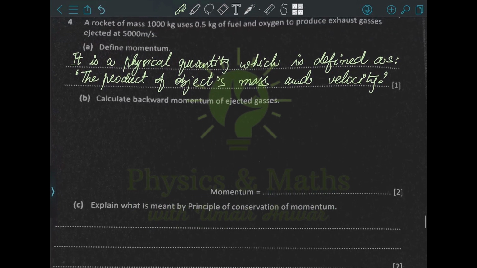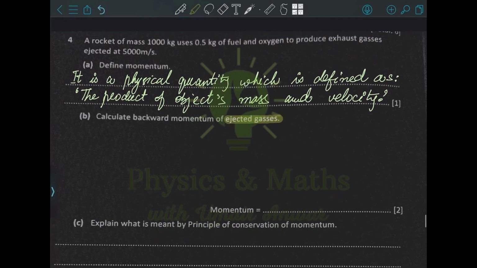Calculate the backward momentum of ejected gases. So we are talking about the ejected gases. Since the momentum of ejected gases is to be calculated, 0.5 kilogram of fuel and oxygen is being used. So the mass of the ejected gases is going to be 0.5, and the velocity at which they are being ejected is 5000 meters per second.